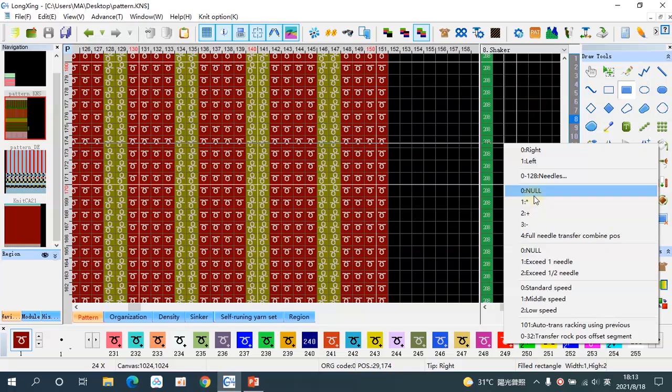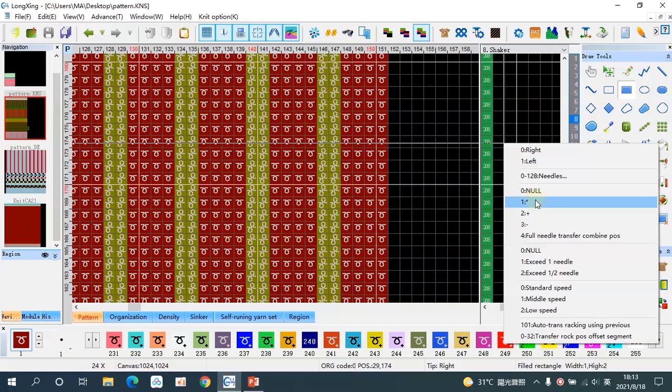The third row shows the racking needle position. Generally, during knitting, the default needle position is needle tooth alignment. Color 1 is the ester position, which is the needle alignment position.